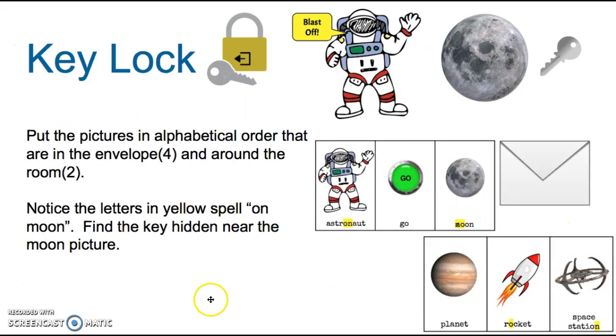For the key lock, you will have those 4 pictures that are in the envelope in the small Breakout box, and the other 2 pictures could be around the room. Once the students find them, they're going to find that they need to put them in ABC order. When they put them in ABC order, you'll notice the yellow highlights spell out moon. So somewhere around the room where you have placed the moon picture, you can hide the key nearby. You'll also have the picture of the astronauts somewhere around the room, so they have to figure out what is the meaning of those pictures.